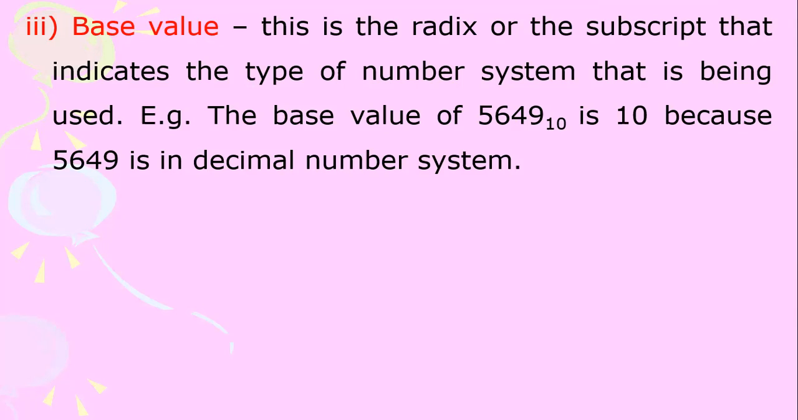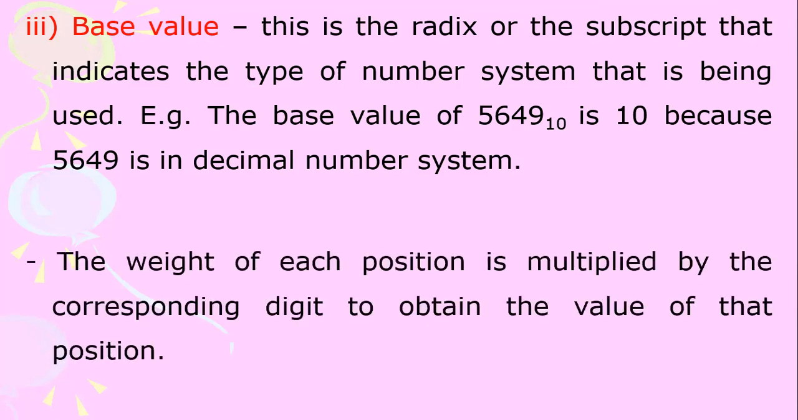The most important thing for you to note, my dear students, and the rest of the learners, is how we arrive at the base value. We always look at the subscript or the index for the number given. If it is 10, like it is our case for 5649, then we can tell that that is a decimal number system. If the index or subscript is 16, that would be hexadecimal. If the index is 8, that is octal. If the index is 2, that is binary.